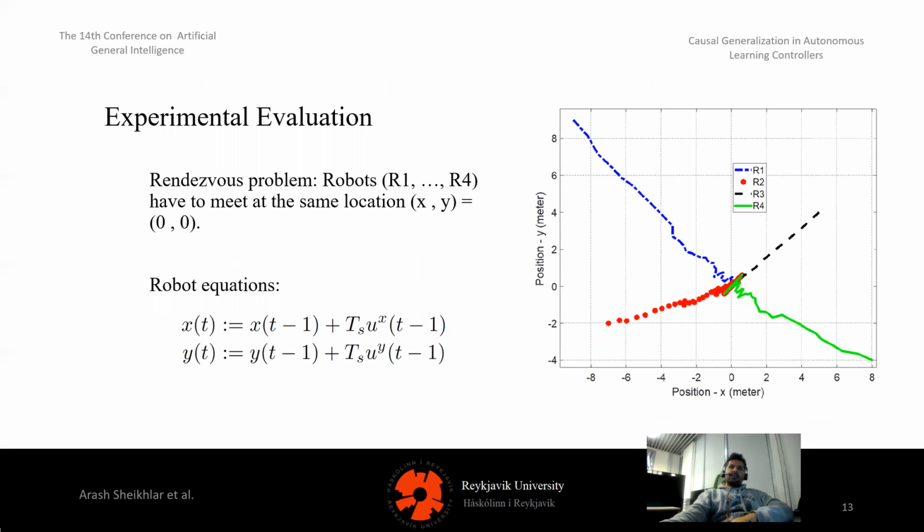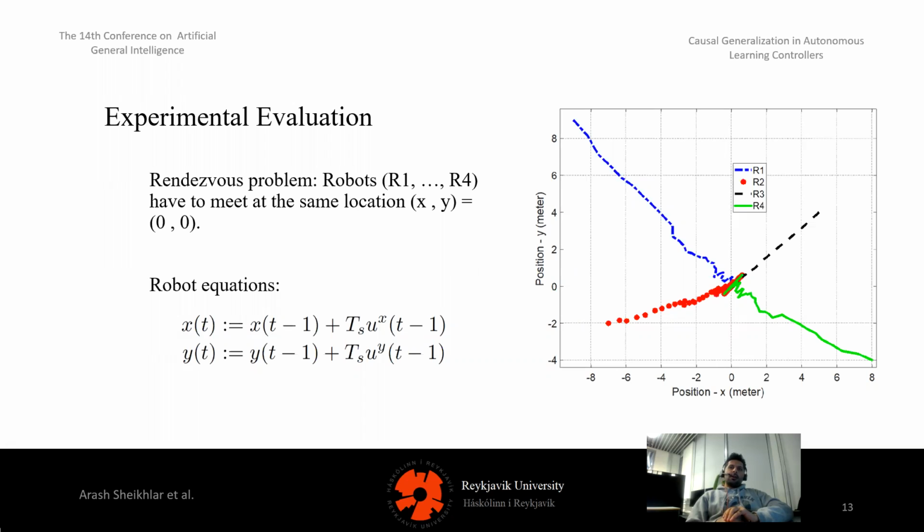We have implemented this method and algorithm on 2 tasks. The first one is called the Rendezvous problem, in which there are 4 mobile robots on a two-dimensional plane. The robots have to meet at the same location on the XY plane using the learned causal model. In this experiment, the algorithm converged to an invariant causal model, and then we tested that in the Rendezvous task.